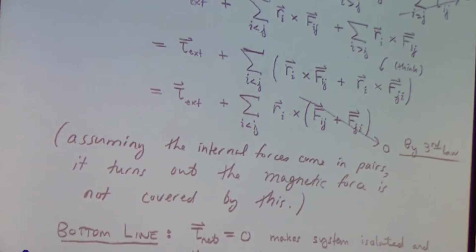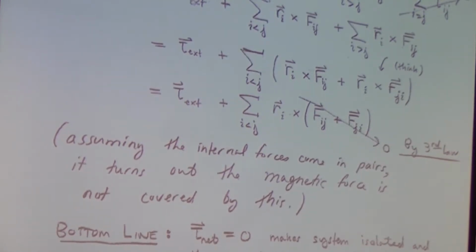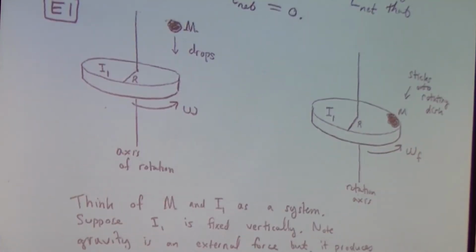If you have not a closed system, but you have a system such that the net torque on it is 0, then you have conservation of angular momentum for such a system.